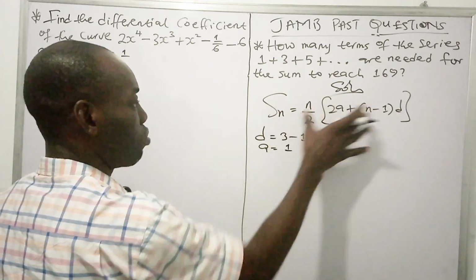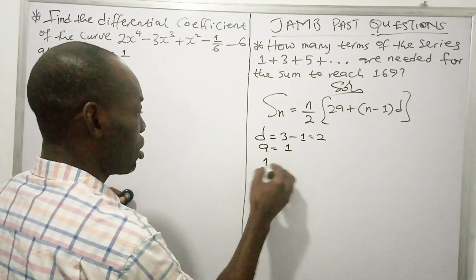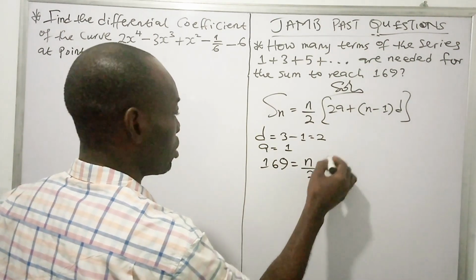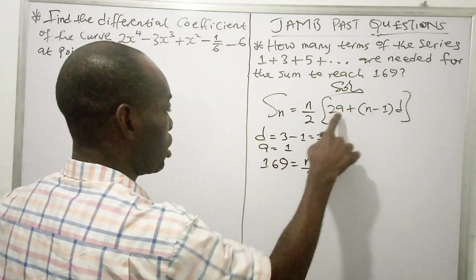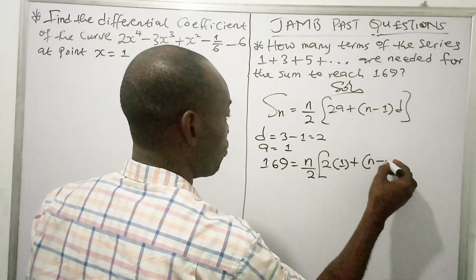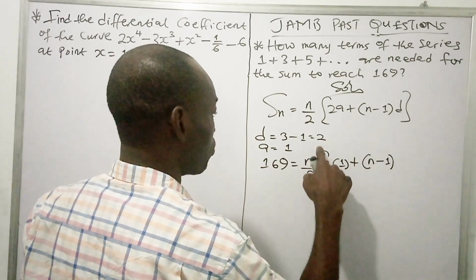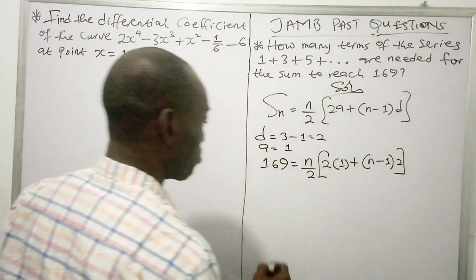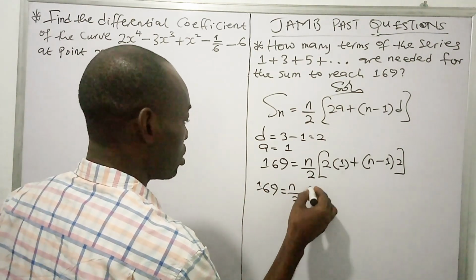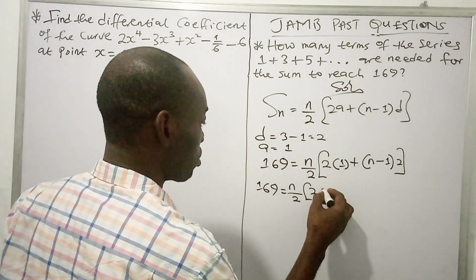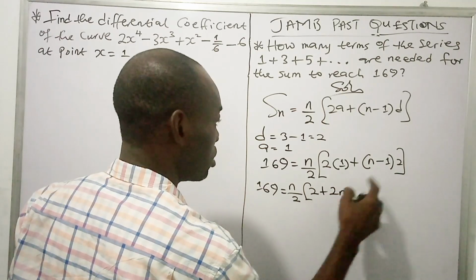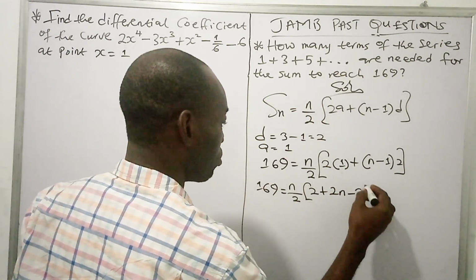Now, substituting all of this information into the formula, we're going to have, in place of Sn, 169. Number of terms, we don't know. That's what we're looking for. In bracket, 2 times a, your first term, that's 1, then plus (n minus 1) times the common difference, which is 2. So from here, we have 169 equals n over 2, in bracket, 2 times 1, that's 2, then plus 2 times n, that's 2n, 2 times minus 1, that's minus 2.